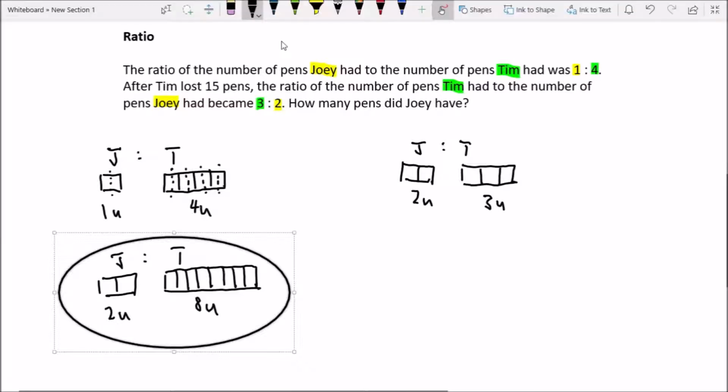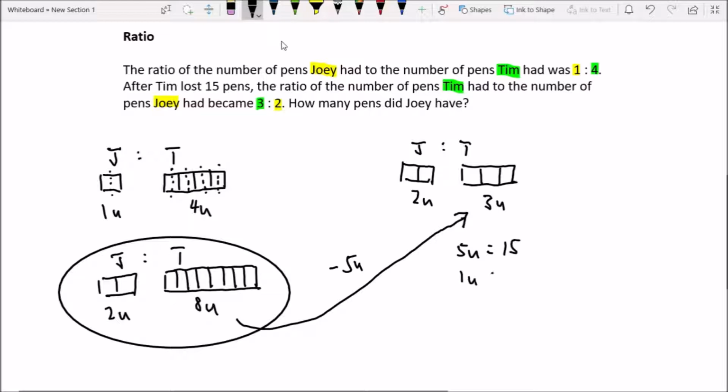Notice that Tim's units decreased from 8 units to 3 units. This is because he lost 15 pens. So 5 units equals 15. Therefore 1 unit equals 3. Finally, since Joey has 2 units, he must have had 6 pens.